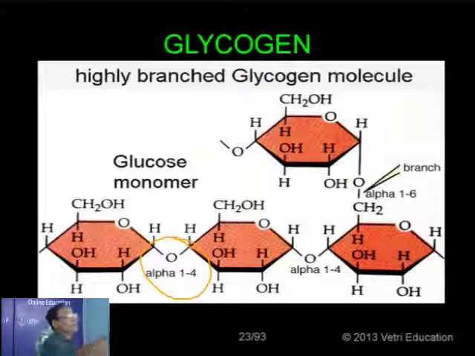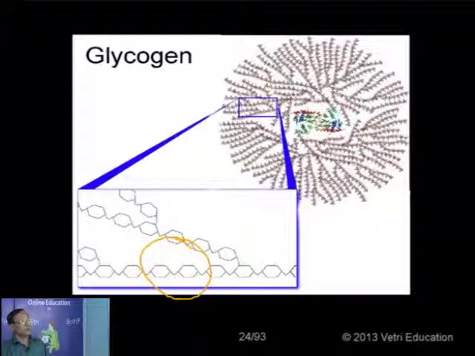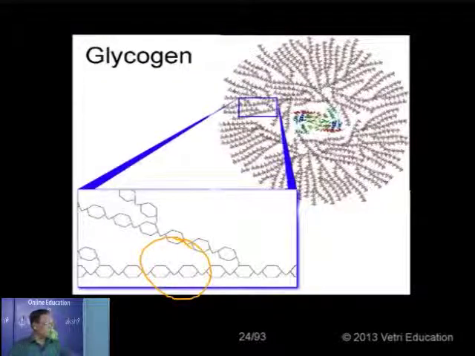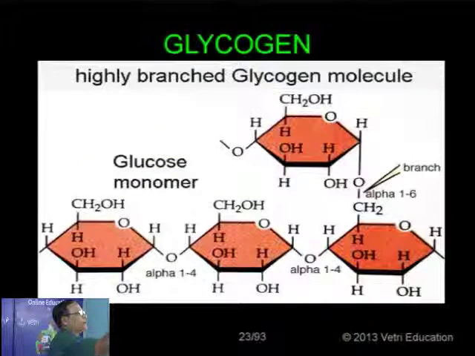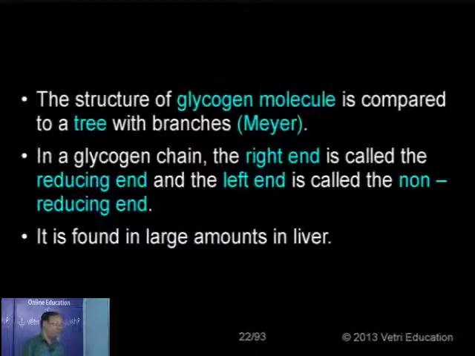So, I mentioned already in the case of glycogen, it looks like a tree. See that one? It's more or less looking like a tree with many branches. If you enlarge one branch, you see the linear chain of glucose molecules, which is also highly branched. That is why, according to Mayer, glycogen is looking like a tree with many branches. It is also a homopolymer made up of many glucose molecules.